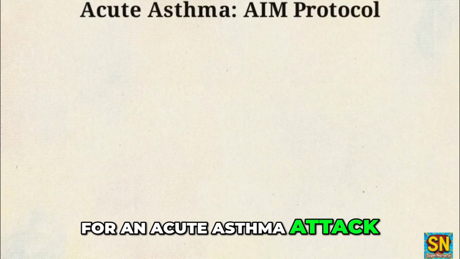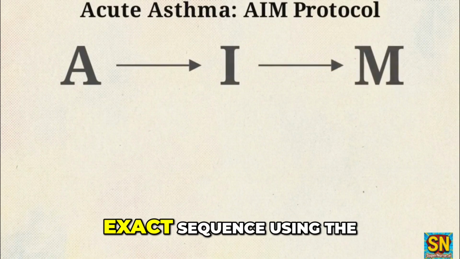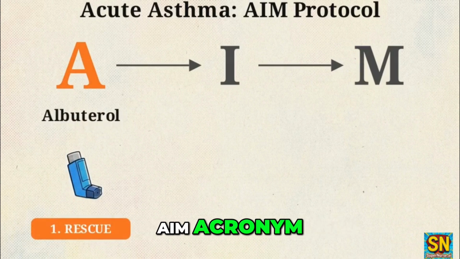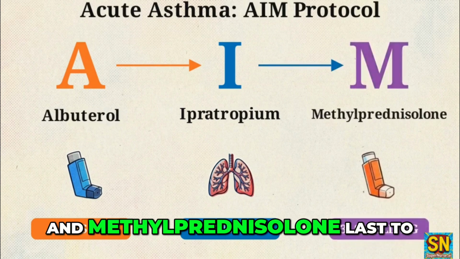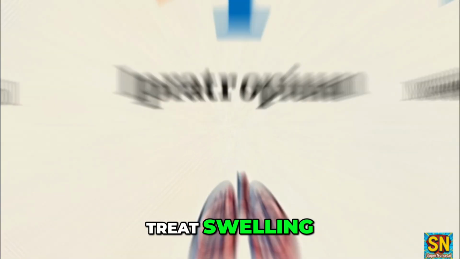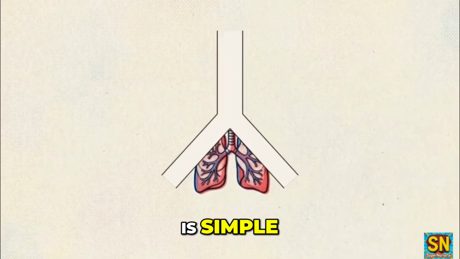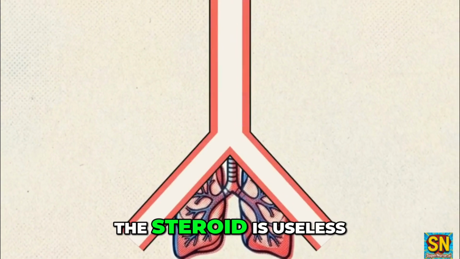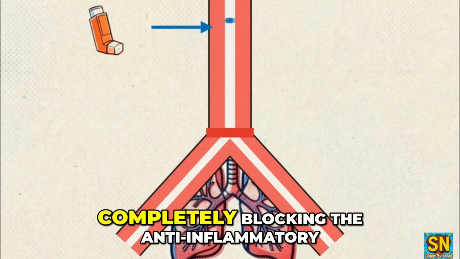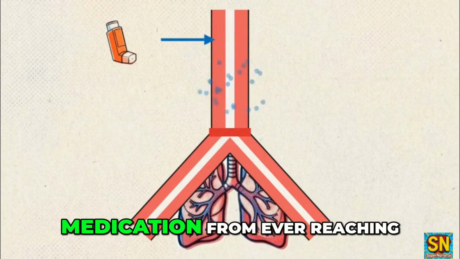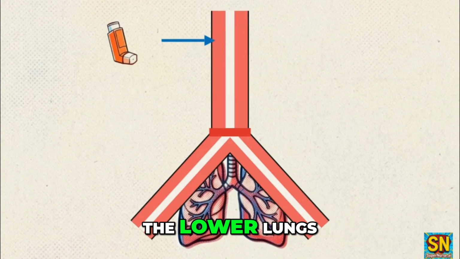For an acute asthma attack, you can memorize this exact sequence using the AIM acronym. Albuterol is given first to rescue. Ipratropium is second to sustain opening, and methylprednisolone last to treat swelling. The physical reasoning here is simple. If you reverse the order, the steroid is useless. A constricted airway acts as a physical wall, completely blocking the anti-inflammatory medication from ever reaching the lower lungs.